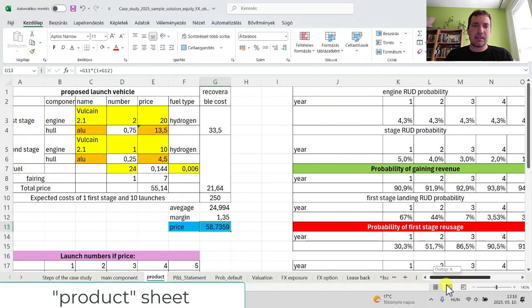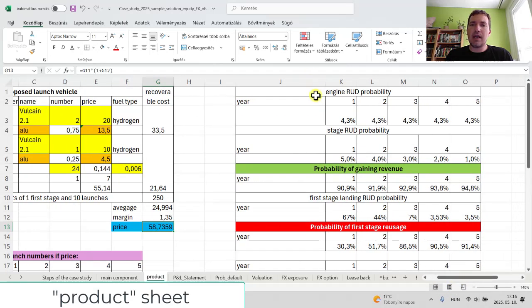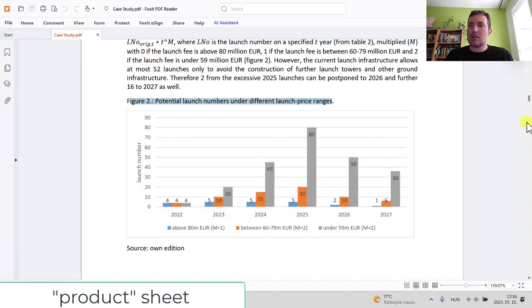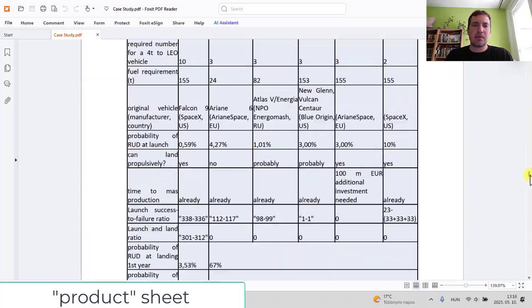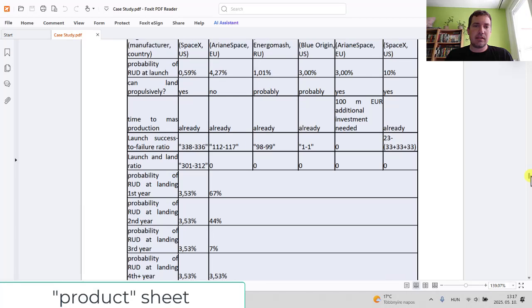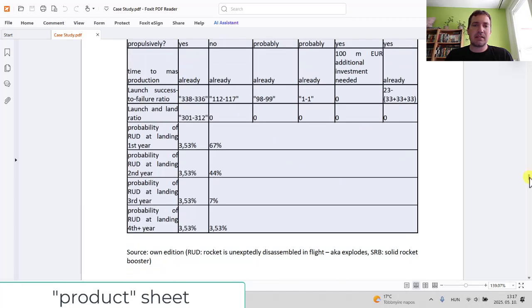Then if we set this thing up, then again the engine. So probabilities must be defined, how exploded they are. And that's why we have such probabilities.